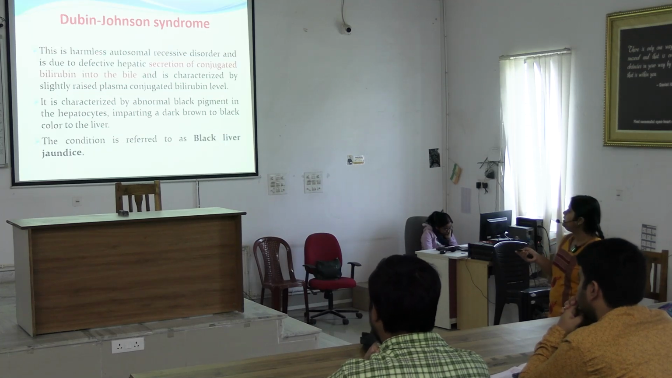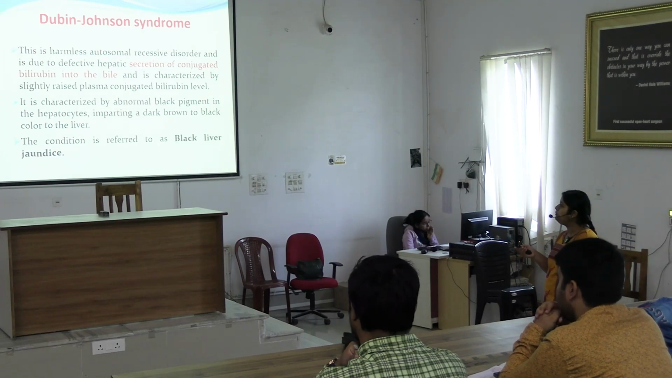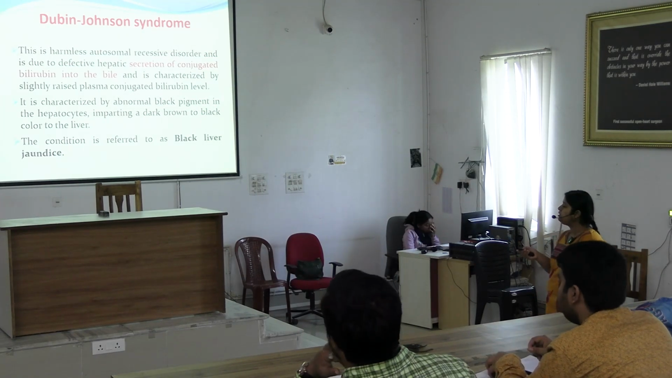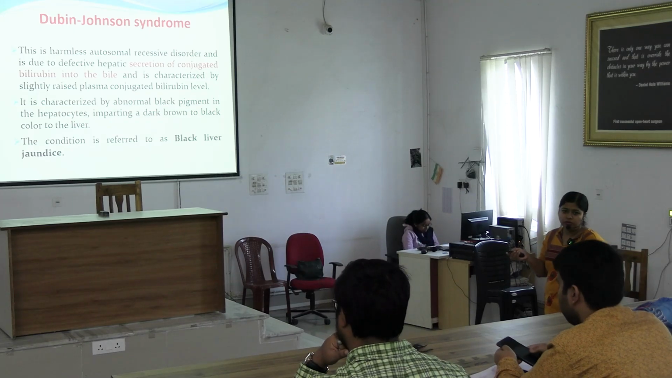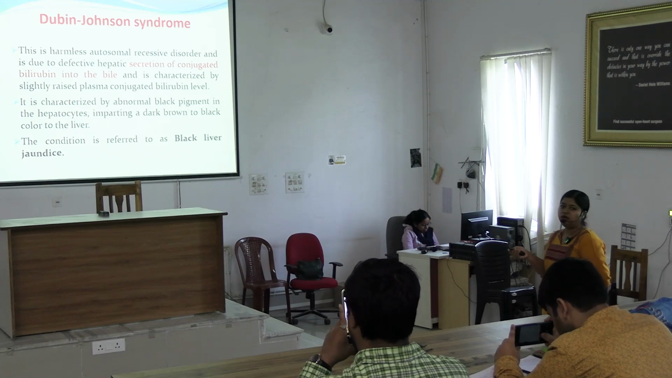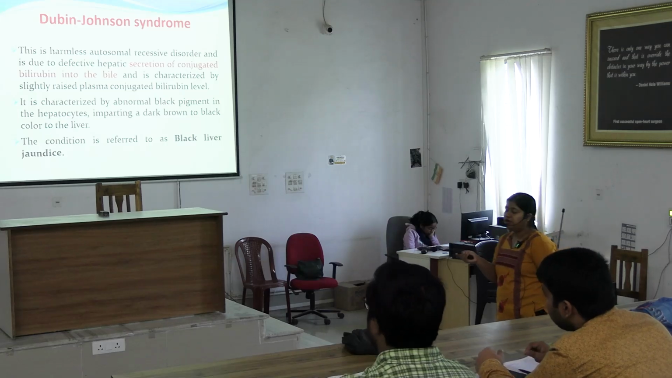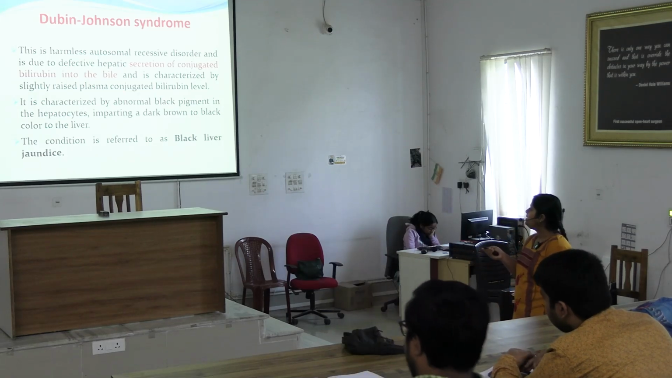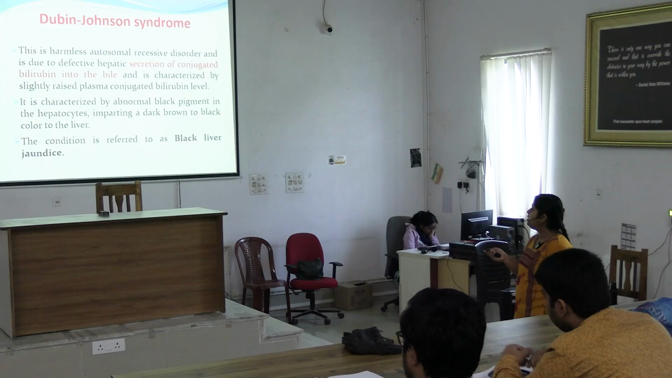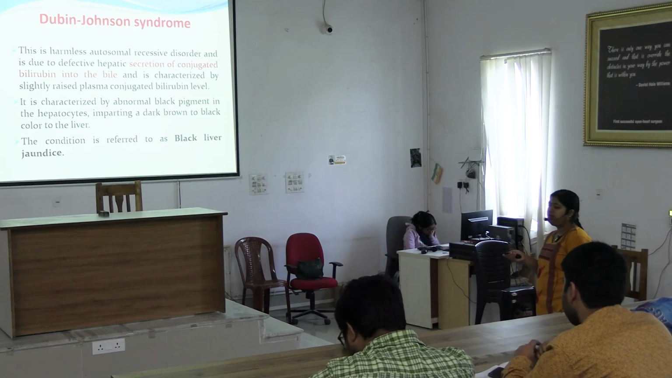In Dubin-Johnson, what happens? It is also an autosomal recessive disorder due to defective hepatic secretion of conjugated bilirubin into bile. What helps in secretion of conjugated bilirubin into bile? MRP2 transporter. So whenever there is deficiency or any disruption of the function of MRP2 transporter, it is characterized by raised plasma conjugated bilirubin, and by abnormal black pigment in hepatocytes, imparting dark brown to black color, and this is also known as black liver jaundice.